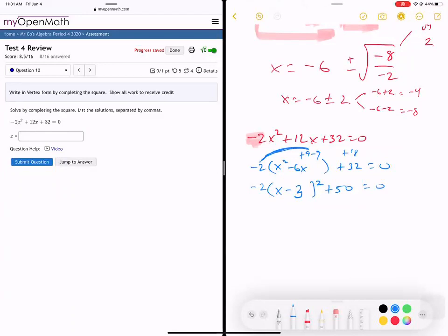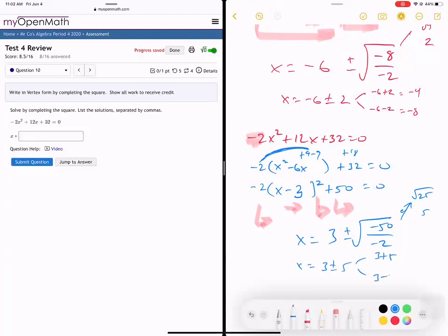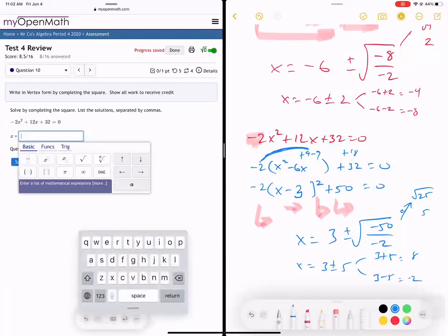Okay, now that we're solving for x, we have to get rid of the 50, the -2, the squared, and then the 3, in this order. So the opposite of plus 50 is minus 50, divide by -2, the square root plus and minus, and 3. What happens here? 50 divided by 2 is 25, and the square root of 25 is 5. X equals 3 plus and minus 5. Two versions, 3 plus 5 and 3 minus 5. That's 8 and -2.